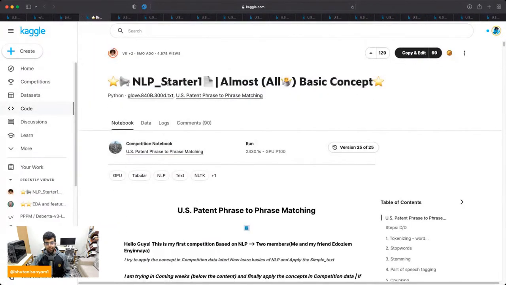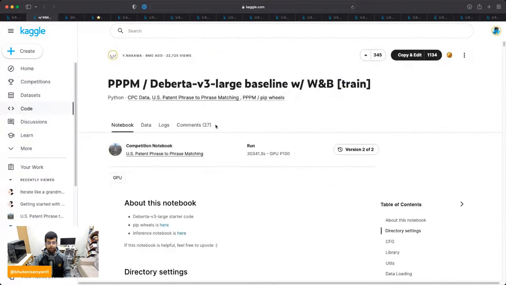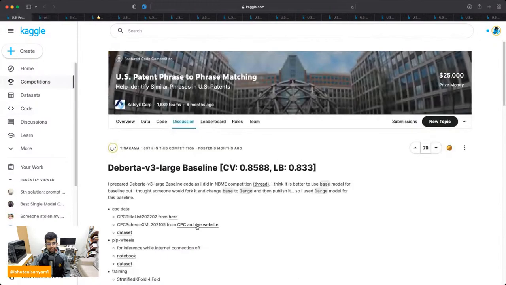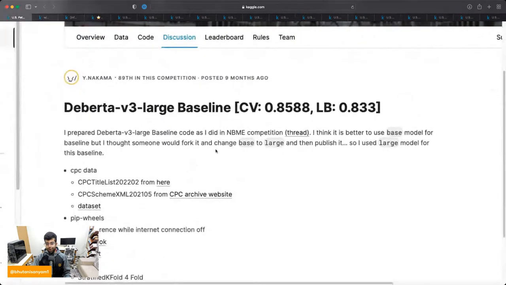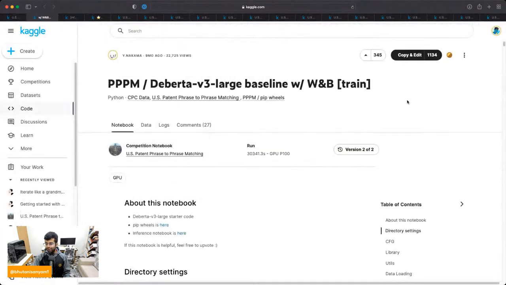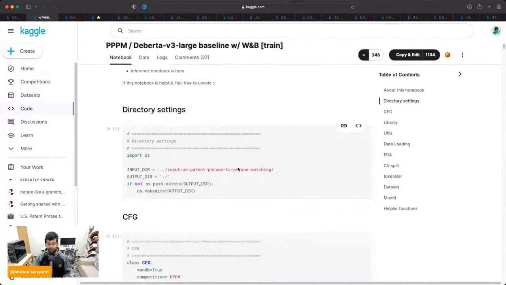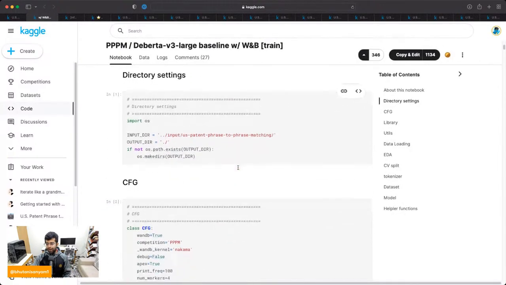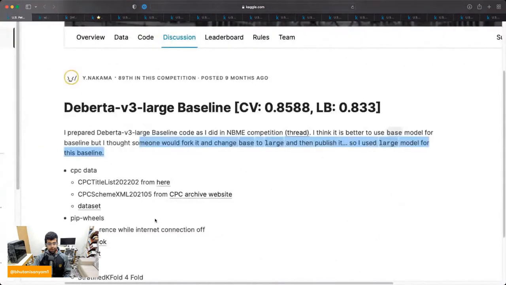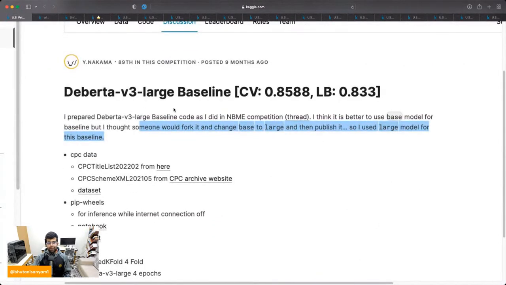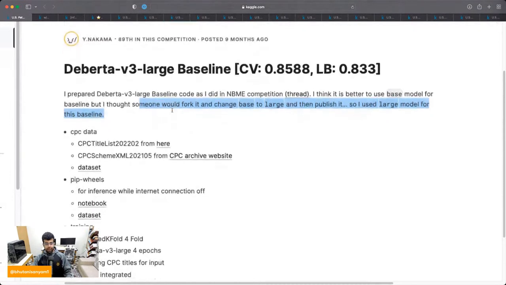For this competition, most people started with Nakama's DeBERTa V3 large baseline. And one thing he says here is he wanted to start with base, but then he knew that people would fork and create it as a large baseline. So he used large. So let's make sure we pay our respects with the upvote to his notebook, because his notebooks are always of pristine quality and the code is absolutely a delight to read. So most people started the competition with his training and inference baseline, both of which he had shared.